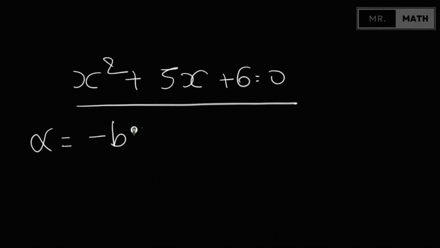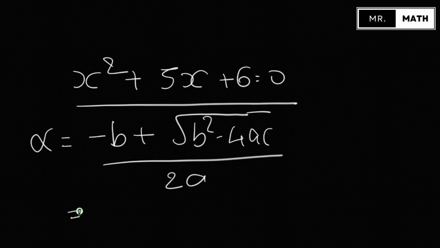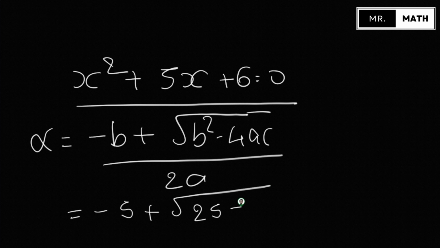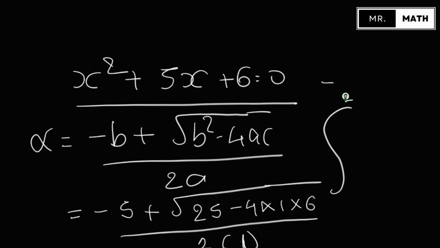So let's calculate first root alpha. Minus b plus under root b square minus 4ac divided by 2a, right? So minus b is minus 5 plus under root b square is 25 minus 4, A is 1, C is 6. Divide by 2 times A, which is 1. Right? So, tell me guys, what is coming?